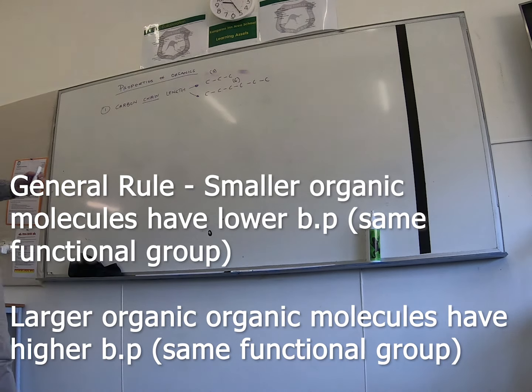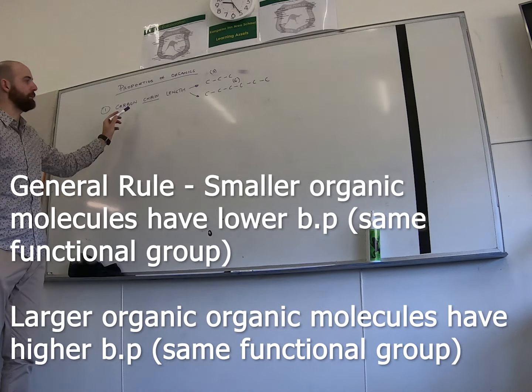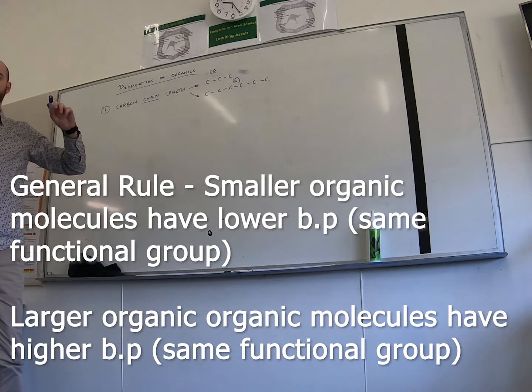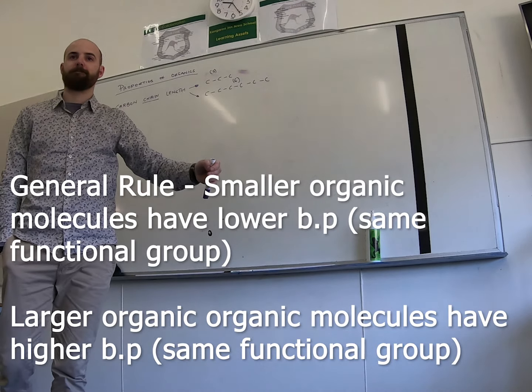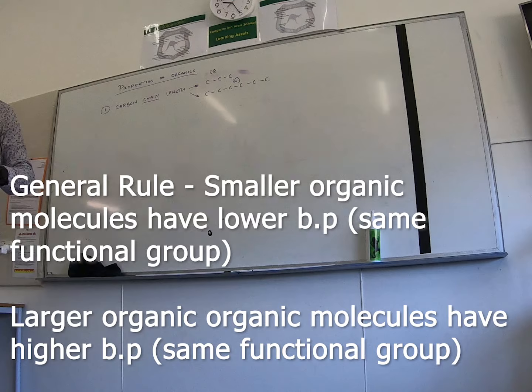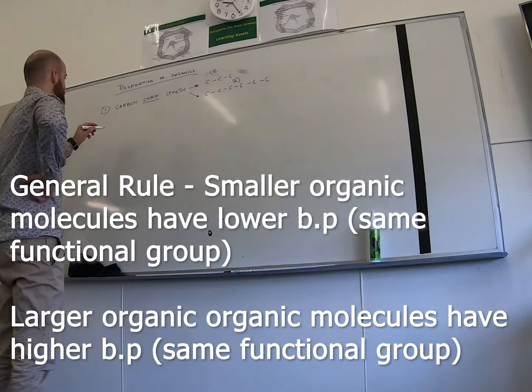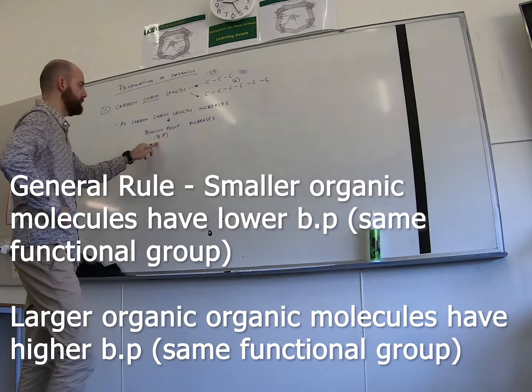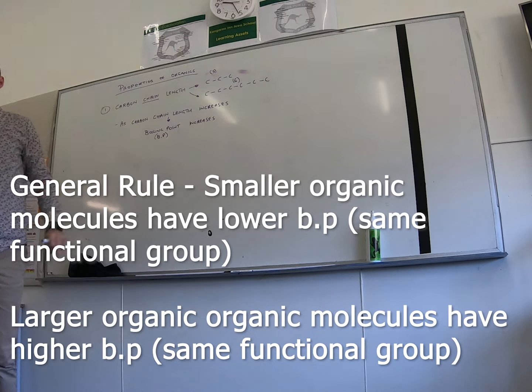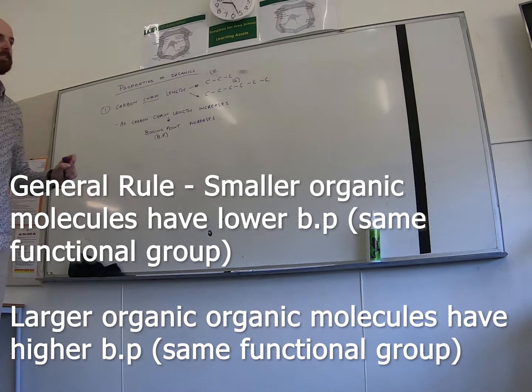So if we wanted to write a concluding statement about carbon chain length and boiling point, we could suggest that as the carbon chain increases, the boiling point increases. It's a general rule, it doesn't always apply, but most of the time it does. B.P. means boiling point. Sometimes chemists are lazy, they use B.P. instead of boiling point. So as carbon chain length increases, the boiling point increases.